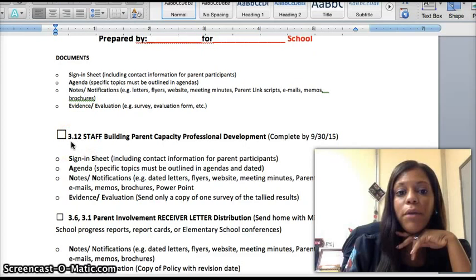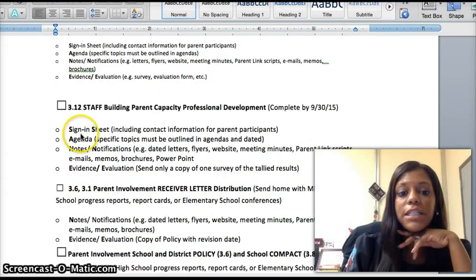your parent involvement notebook. The first item is staff development, which will go into your items 312. You must have your sign-in sheets. Please ensure that your agendas have the 2-digit day, 2-digit month, and 4-digit year. Any notes that you have, maybe you have pictures or flyers, any printed materials that you have, maybe notes that were taken from the actual day, and any evidence.